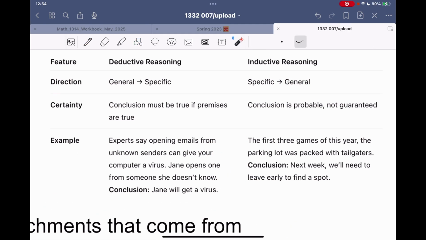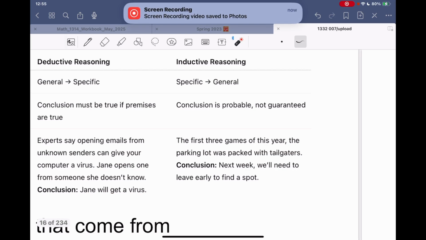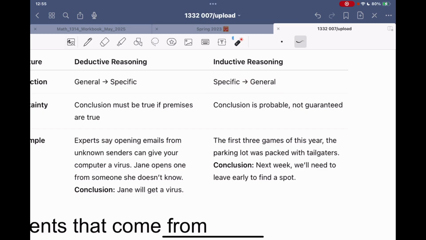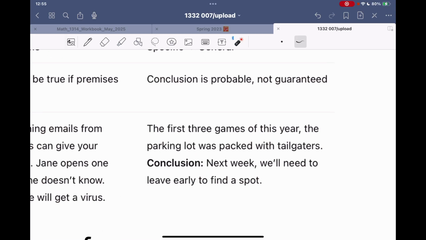So in the example here, you can apply a general rule to a specific situation as deductive. Here's the example. Experts say opening emails from unknown senders can give you a computer virus. Jane opens one from someone she does not know. So therefore, Jane will get a virus. That's deductive. Then inductive means that you take something specific and you generalize it. But again, the generalization is not guaranteed.